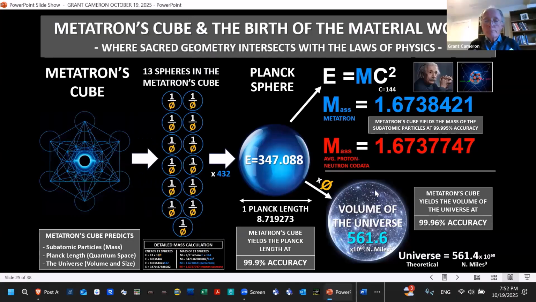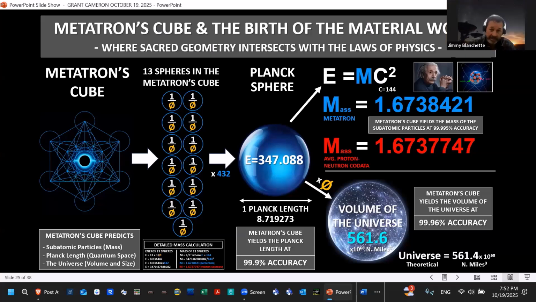This is the number I'm showing up here. It just happens that if you look in the science books, or go on ChatGPT and ask for the best estimated volume of our universe in cubic nautical miles, you're going to get 561.4. So we have a match with the volume of the universe at 99.96%. Wow. In other words, Metatron's cube seems to be encoding the physical reality we live in, the mass of the subatomic particles that make up our material world, and you scale it up by one golden ratio and you get the volume of our universe.